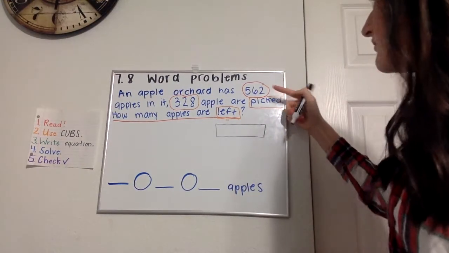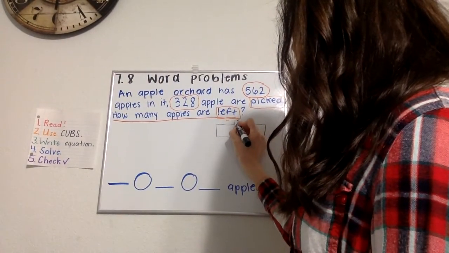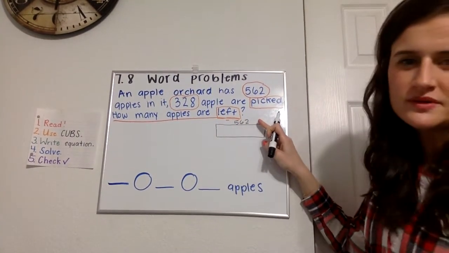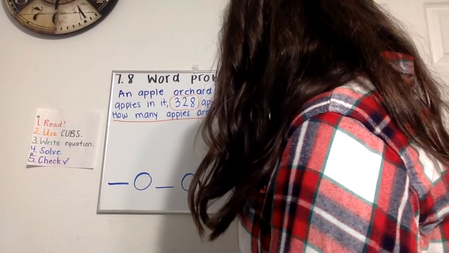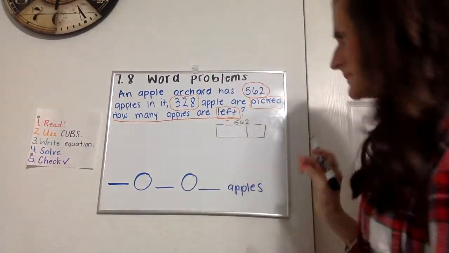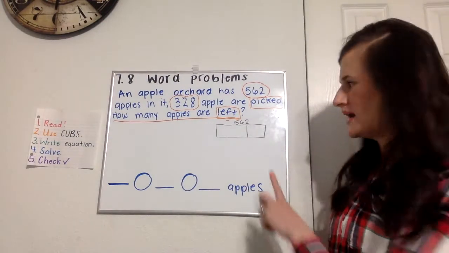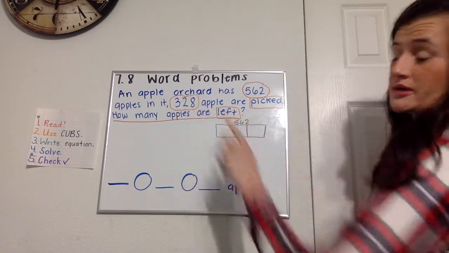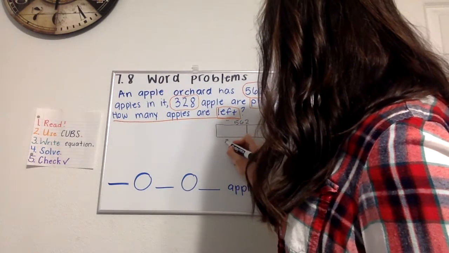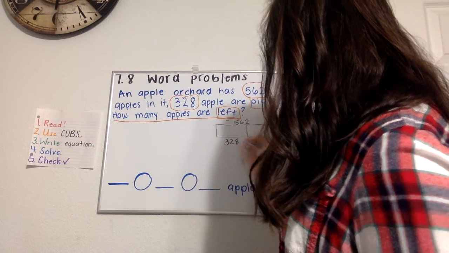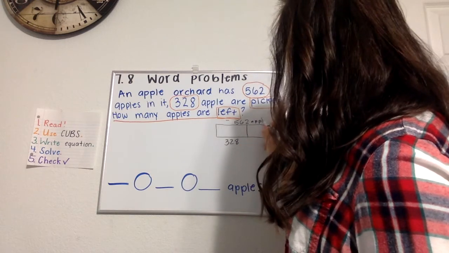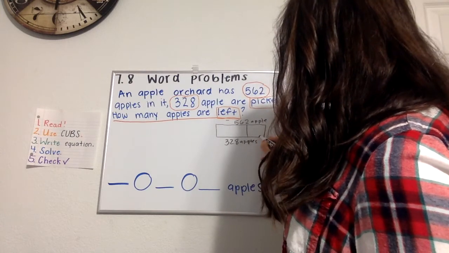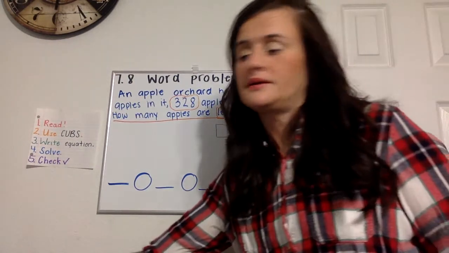So we know we have 562, but not all of these apples are picked. So I'm going to draw a line splitting the box into 2 parts. And you can see this box is a little bit bigger because I know 328 is a pretty big number. So we know that 328 apples are picked. Some of the apples are picked, but we do not know how many are left.